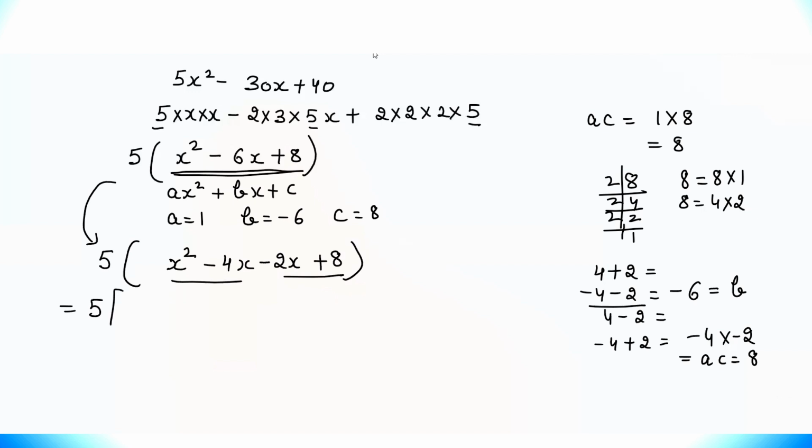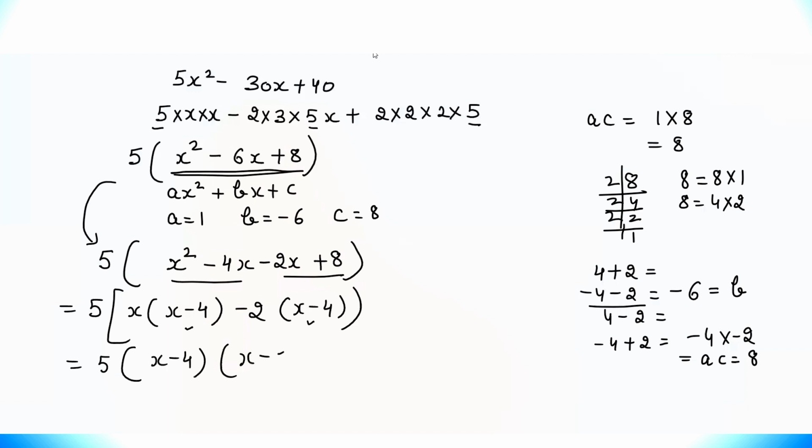So from the first 2 terms, I can take x common. x minus 4 is left. From the next two terms, I can take minus 2 common. What is left? x minus 4 is left. That means 5 into x minus 4 is common. We'll write that. What is left? x minus 2 is left. So the factors of this equation are 5 into x minus 4 into x minus 2.